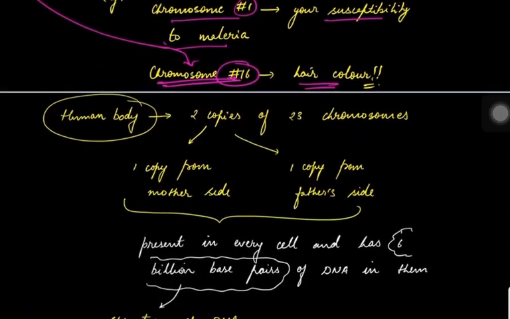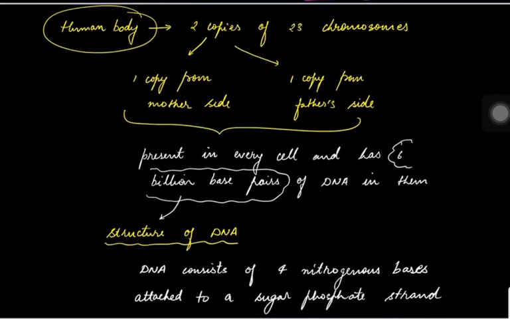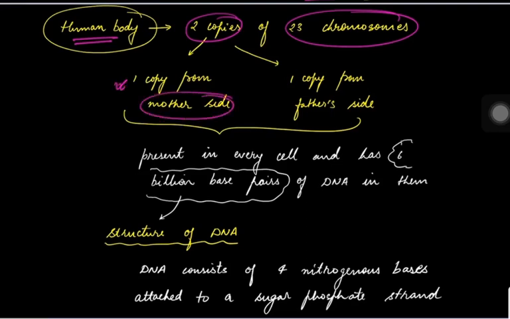Let's proceed ahead. In the human body there are two copies of 23 chromosomes. That means there are a total of 46 chromosomes. One entire copy of 23 chromosomes comes from the mother's side, and one copy of 23 chromosomes comes from the father's side. That is how your normal somatic cells have 46 chromosomes in total, and these chromosomes are present in every cell of the human body.